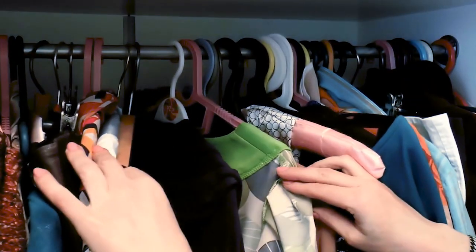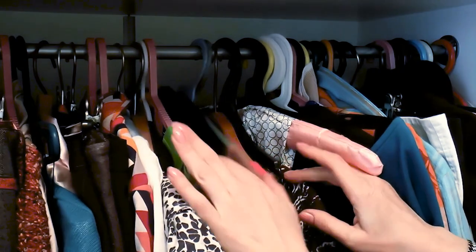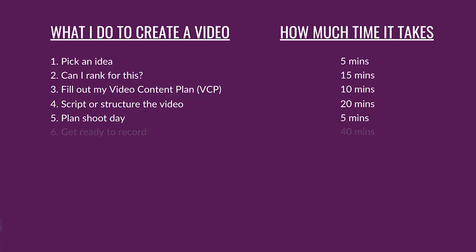And really, the sixth step is on shoot day to get ready. Now, I do hair, makeup, wardrobe, and just think about how I want to structure that day and get everything ready. So it takes me about 30 to 40 minutes, depending on how much effort I need to put into getting myself ready. But that's how much time I take to get ready on shoot day for a video.